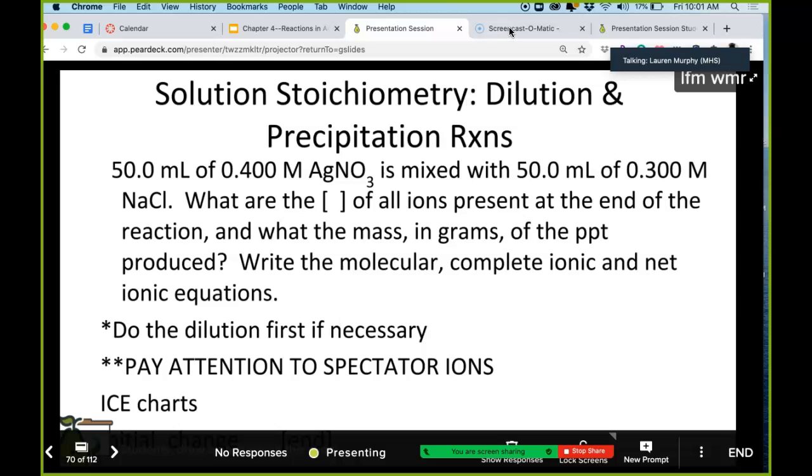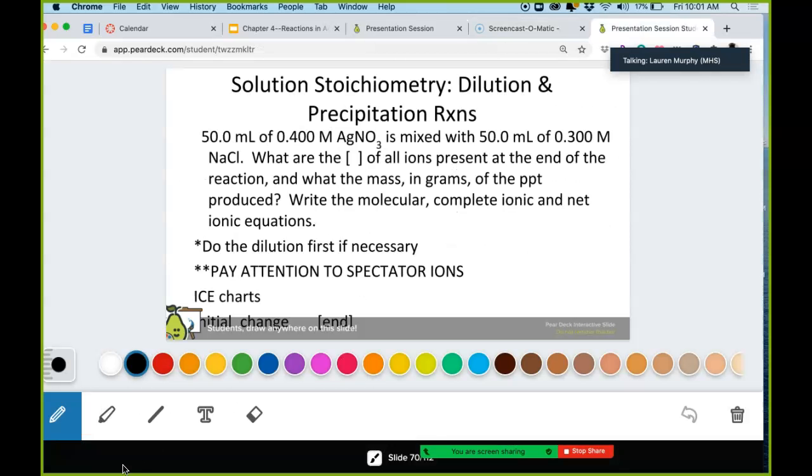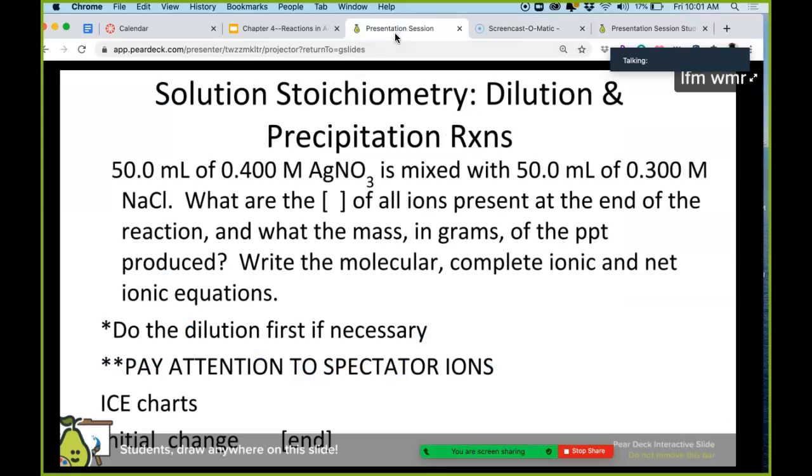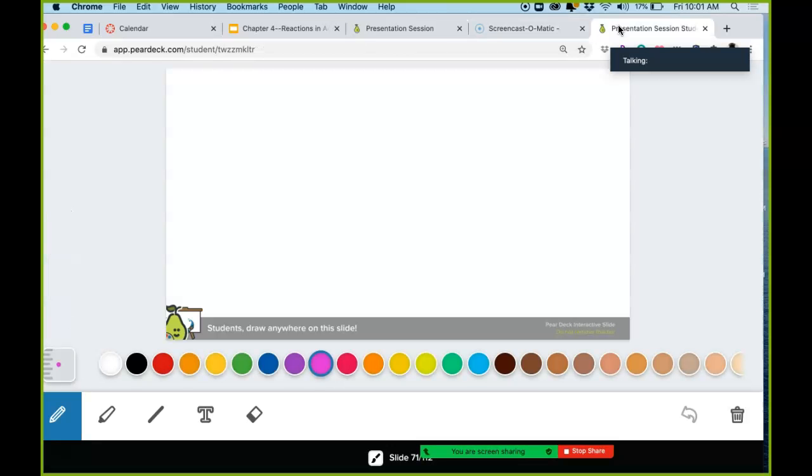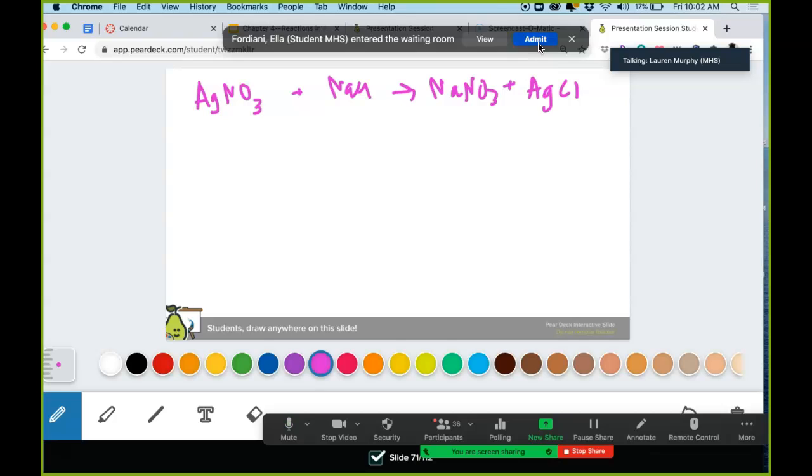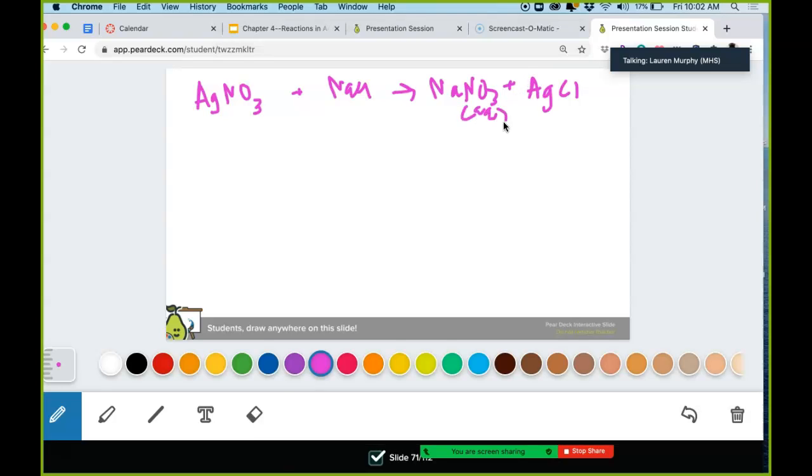So let's go ahead and write out the reaction. Silver nitrate and sodium chloride. Silver nitrate plus sodium chloride is going to make sodium nitrate and silver chloride. So this is aqueous because alkali metals are always soluble. So by default, silver chloride is your precipitate, and then your reactants were aqueous. They were in solution. Everything is 1 to 1 to 1.